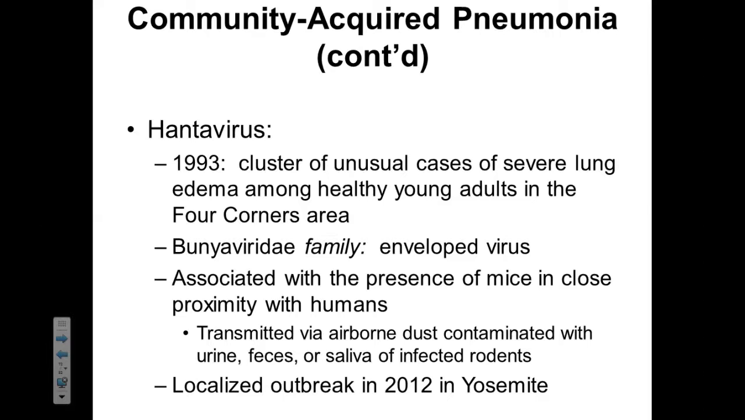It's an enveloped virus, so it has phospholipids on the outside with a protein-based capsid deep to that. This Hantavirus is associated with mice in proximity to humans. So when you think of mice being near humans, I want you to connect that to the Hantavirus. As the mice urinate and defecate, their excrement can become aerosolized, and that aerosolized excrement can then infect human beings.